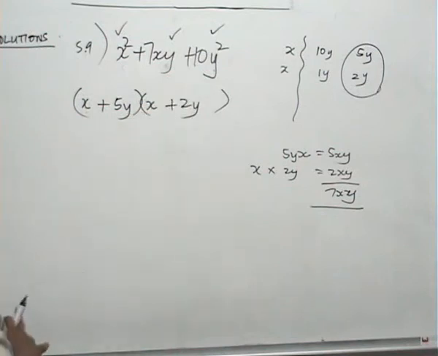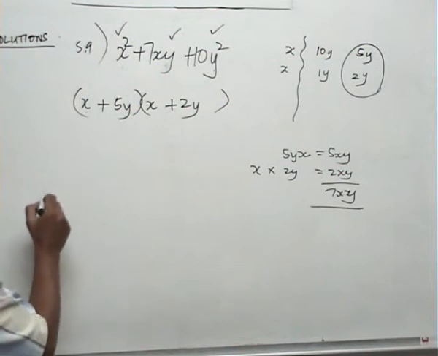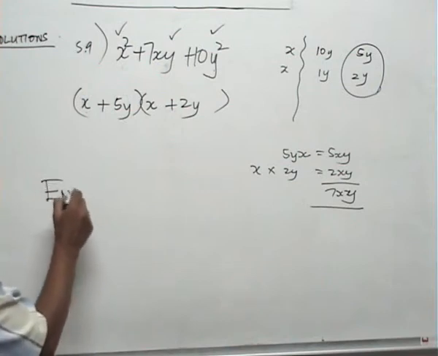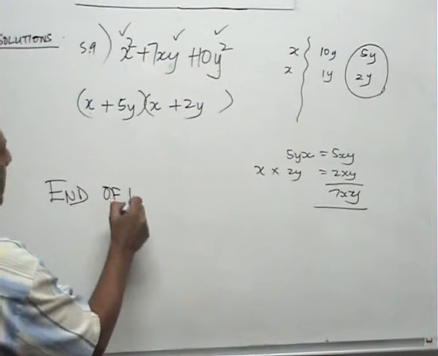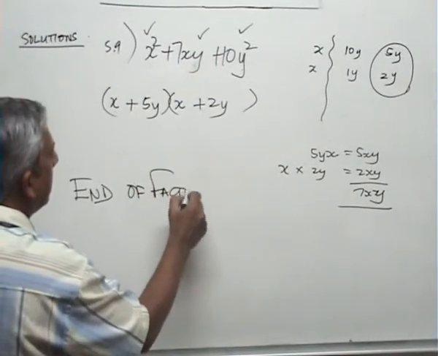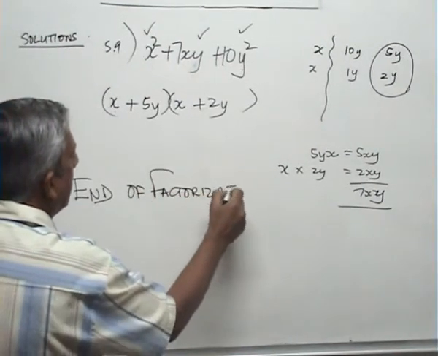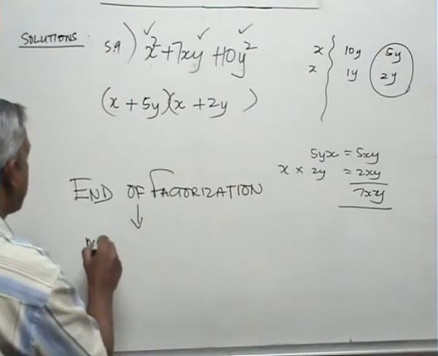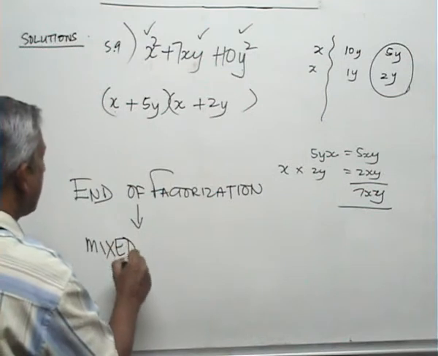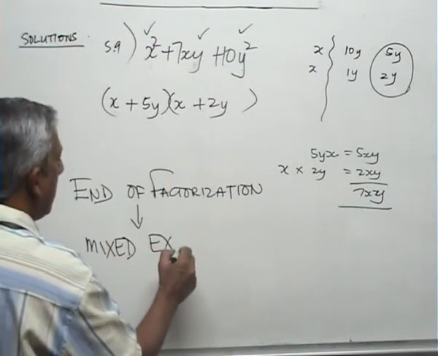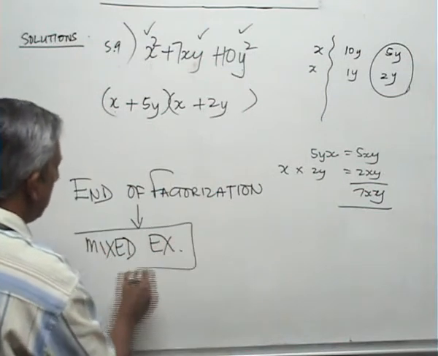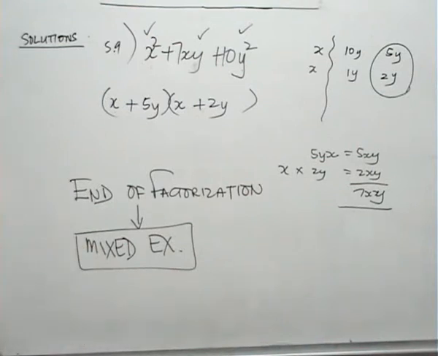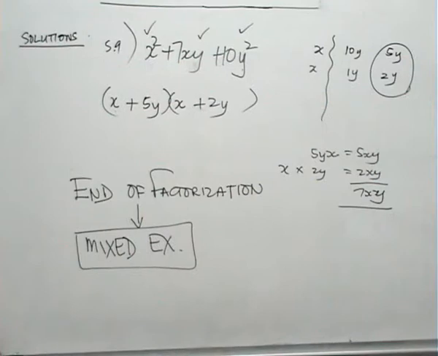Alright, so that brings us to the end of factorization. And of course these are the basics. And now what you need to do after this is to do a mixed exercise. In a mixed exercise, you will have all the different types mixed up and you must be able to work out each example.